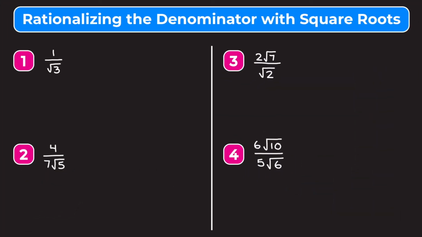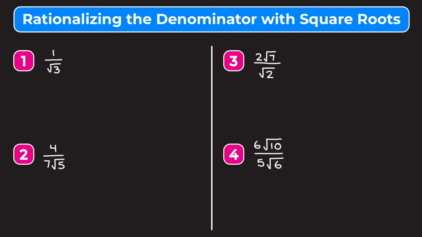So in this video, we're learning how to rationalize denominators that have square roots. And when we're rationalizing a denominator, we're basically just trying to get the square root out of the denominator because we don't like having square roots in our denominators. So I'm going to show you guys how we can do that with example 1.